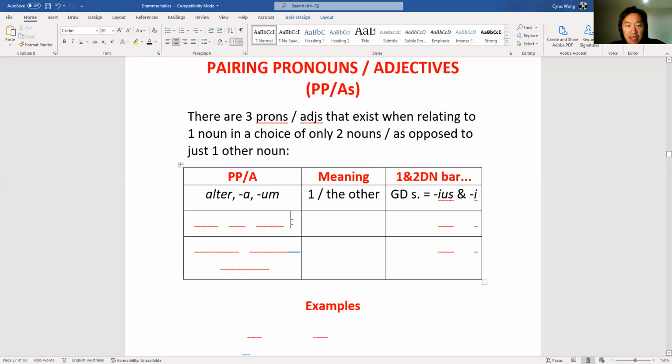The next one is uter, utra, utrum. As you can see with the stem, I've made it utra and utrum. Unlike alter, this one drops the E in its stem. So if you know how to decline ager, ager, not agerum, agrum, this is how that declines. So if you want to decline the masculine, uter, uter, utrum, the feminine, utra, utra, utram, and the neuter, utrum, utrum, utrum, for example.